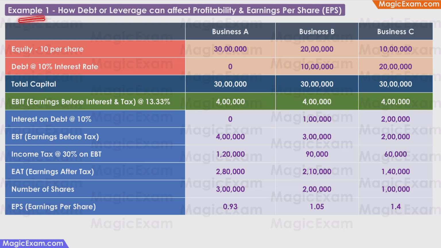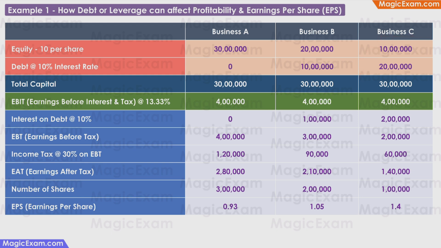Let us look at an example of how debt or leverage can affect profitability and earnings per share, or EPS. Suppose there are three businesses A, B and C, all of which have a total capital of 30 lakhs each. In business A, the entire 30 lakhs are invested by the shareholders. So there is only equity and no debt. In B, 20 lakhs is equity and 10 lakhs is debt. And in C, 10 lakhs is equity and 20 lakhs is debt.